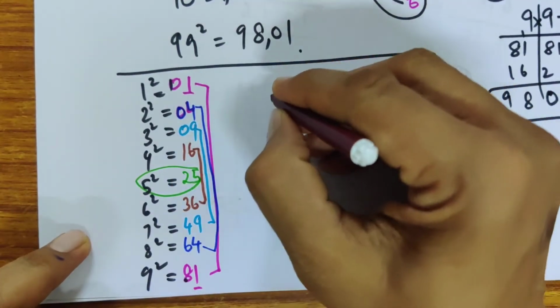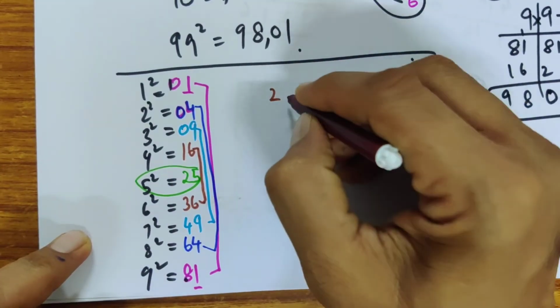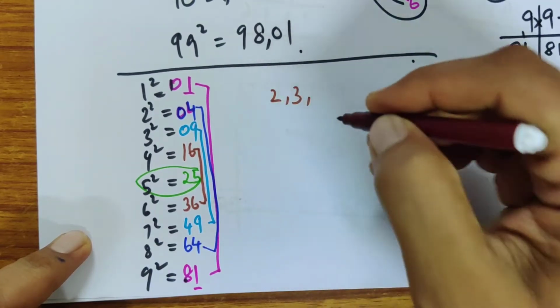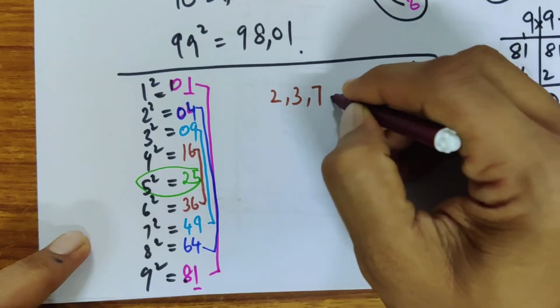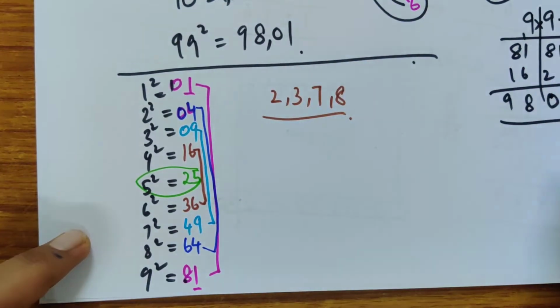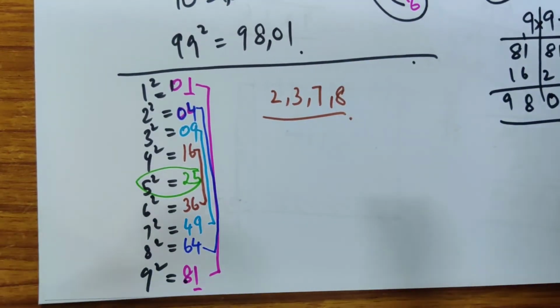So we don't have any 2's in the ones place. We don't have any 3's in the ones place. We have a 4, we have a 5, we have a 6, we don't have a 7. And we don't have an 8. So these 4 digits cannot come in the ones place in a perfect square ever. Not just 2-digit numbers, any number.